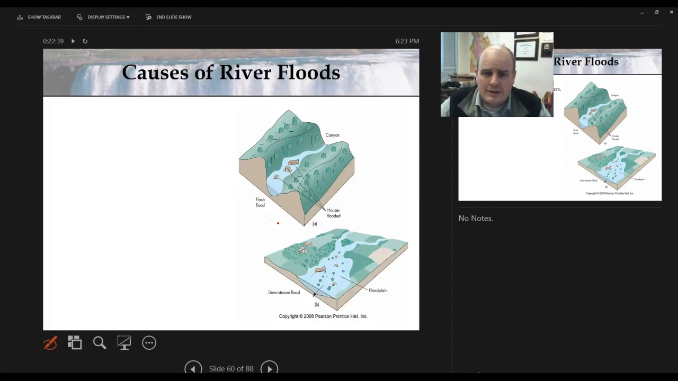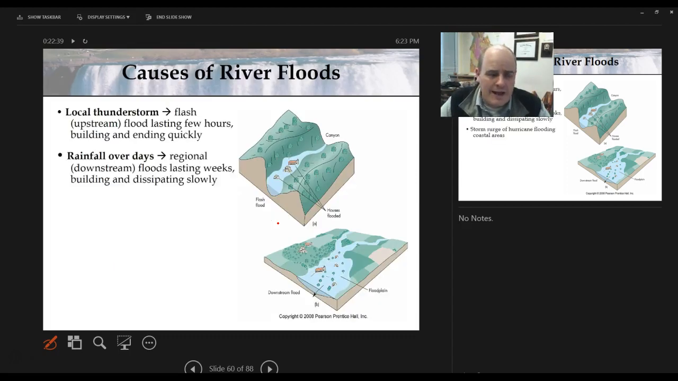A regional flood is a flood that actually is caused over rainfall over multiple days. It's long lasting, sometimes weeks, sometimes even months, and it builds up slowly and dissipates slowly. Right? That's a regional flood. Very much like the flood that occurred during Hurricane Matthew. That was a regional flood. It came down and actually flooded that area and stayed high for quite a while.